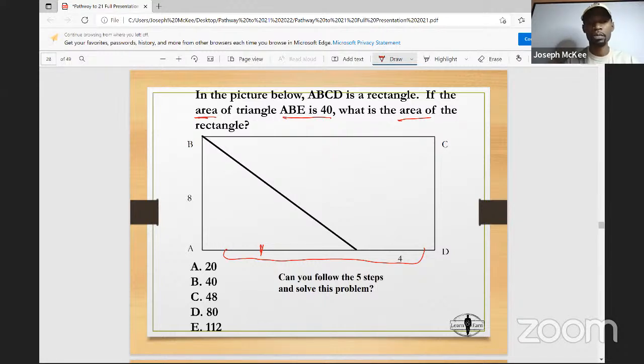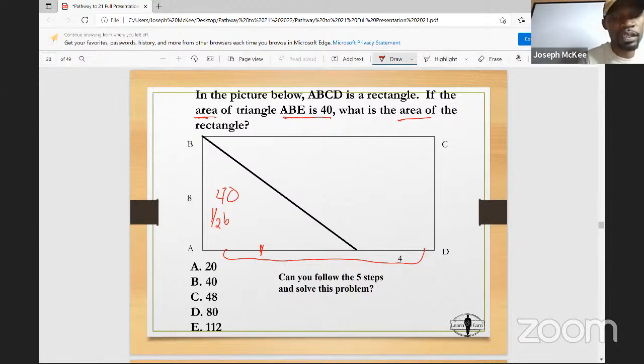But what do we know? We know the area of this particular triangle is 40. We know the height of this triangle is 8, but we also know that a portion of AD is equal to 4. We also know some formulas. So the area of a triangle is 1/2 base times height. Well, if that's the case, we have 40 is equal to 1/2 base times height.